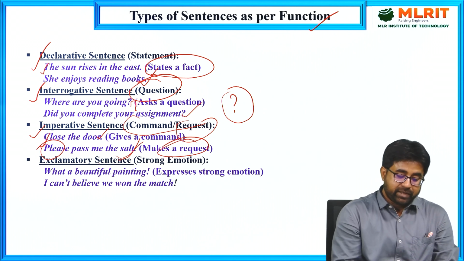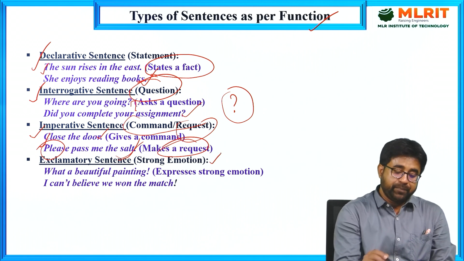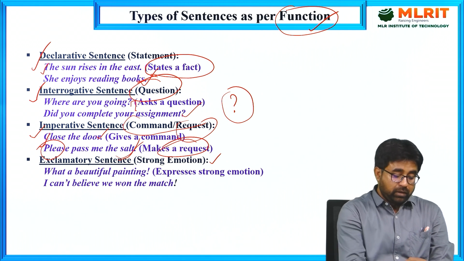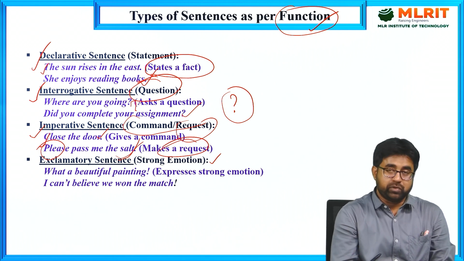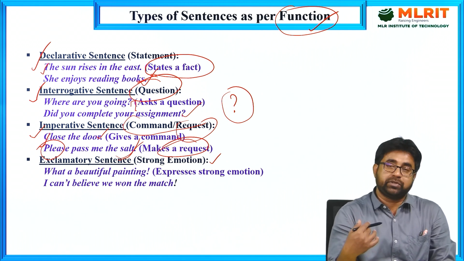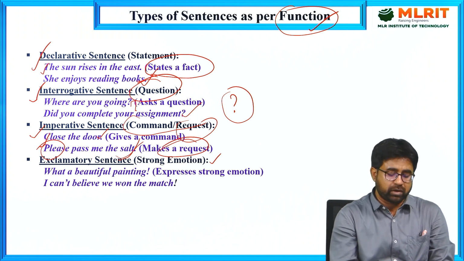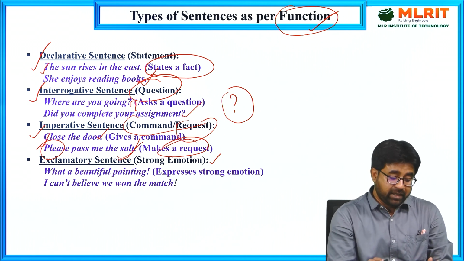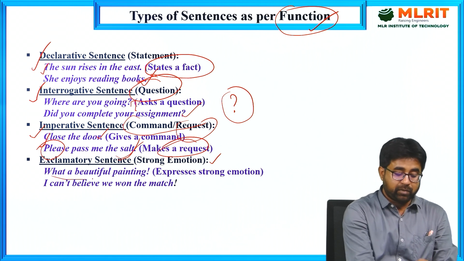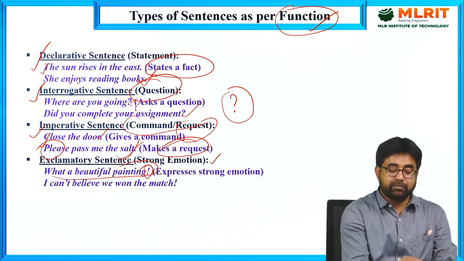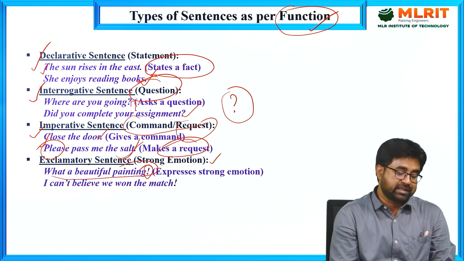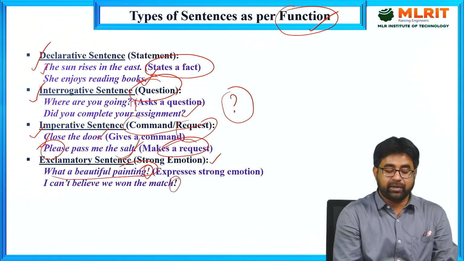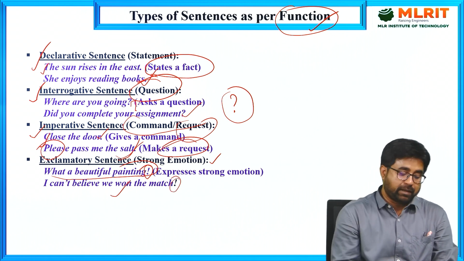Now exclamatory sentence also is there, the fourth type of sentences as per function. They express strong emotions. Whenever we want to express strong emotions, not simple emotions, we use these kinds of sentences. What are they? Exclamatory sentences. You can see the example: what a beautiful painting! You would always find this mark in exclamatory sentences. I can't believe we won the match! Here also you can see the mark. These are all examples of exclamatory sentences.